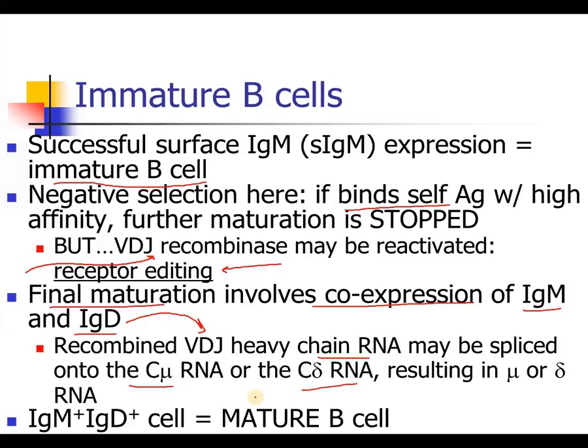These both being expressed on the B cell developing, so if you have an IgM positive and an IgD positive cell, both of them are expressed. That is a mature but naive B cell.